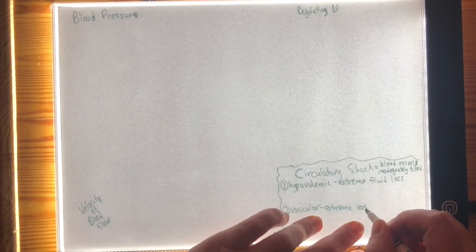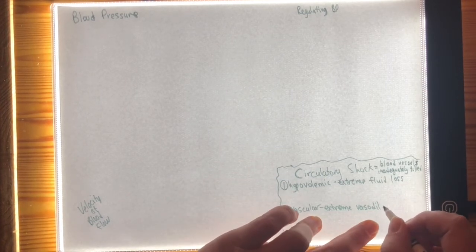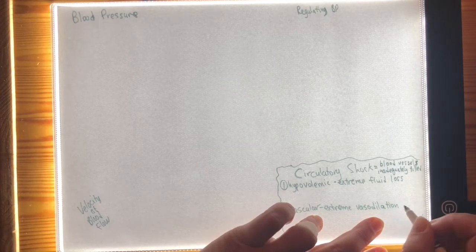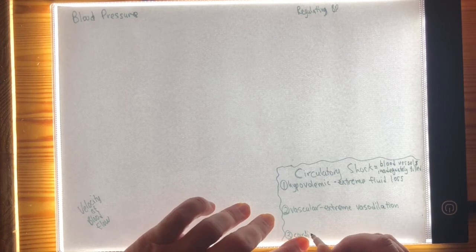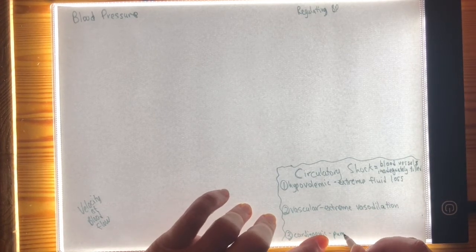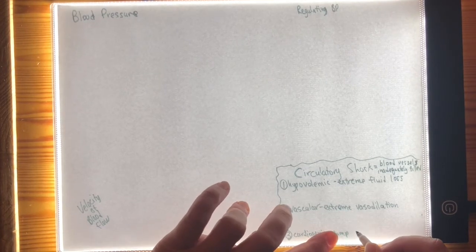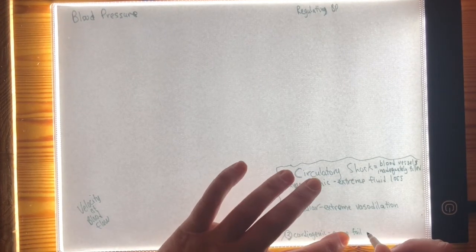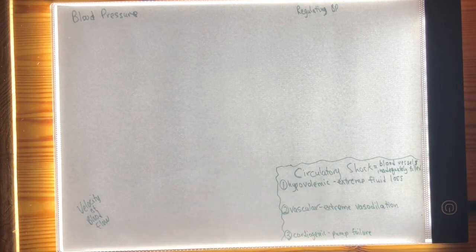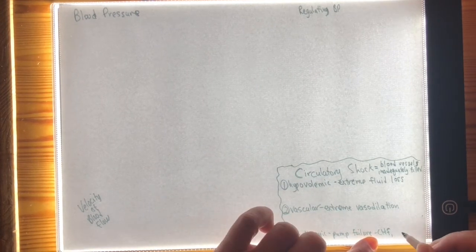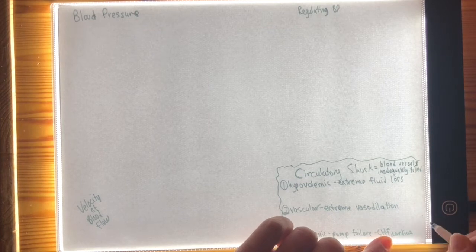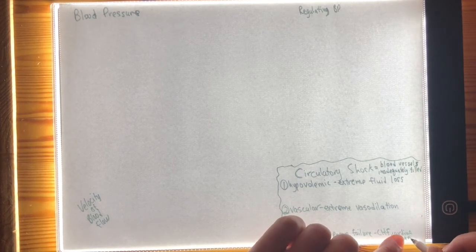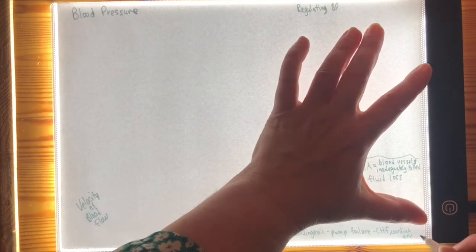Another way that it can occur is through vascular shock, which would be extreme vasodilation. And then the third way, which is probably the easiest because we've talked about it before, is cardiogenic shock, which is simply a pump failure. So a pump failure means that your heart is not functioning properly and is not pumping enough blood out. We've discussed this before. Congestive heart failure or cardiac arrest would be the examples of pump failure, or your cardiogenic shock.